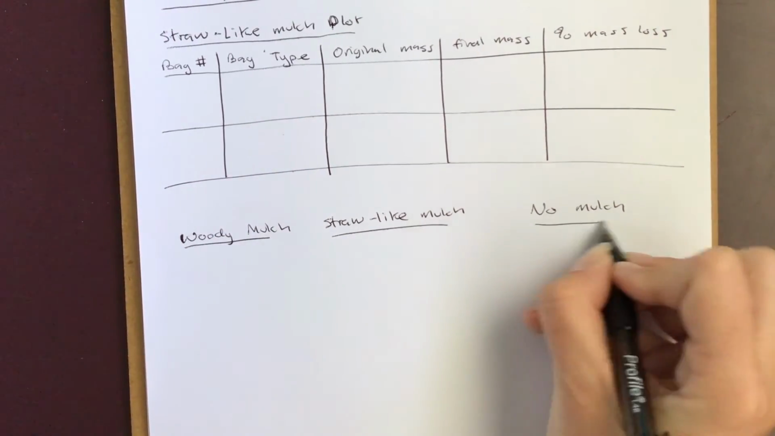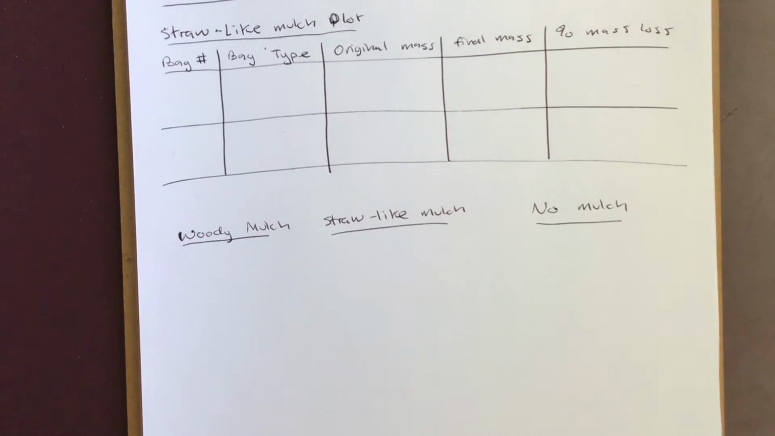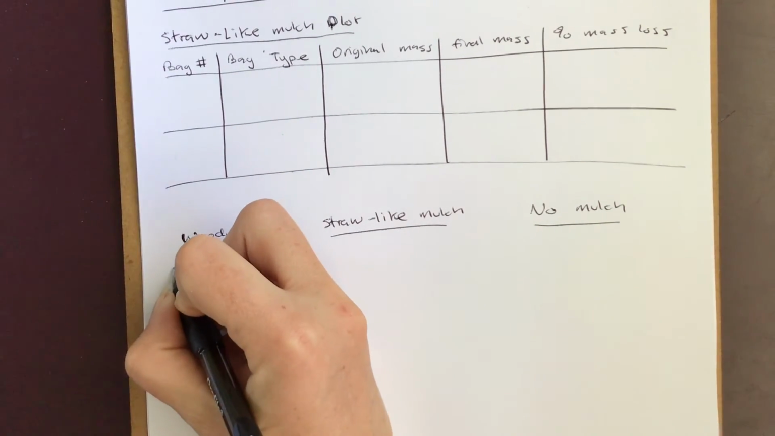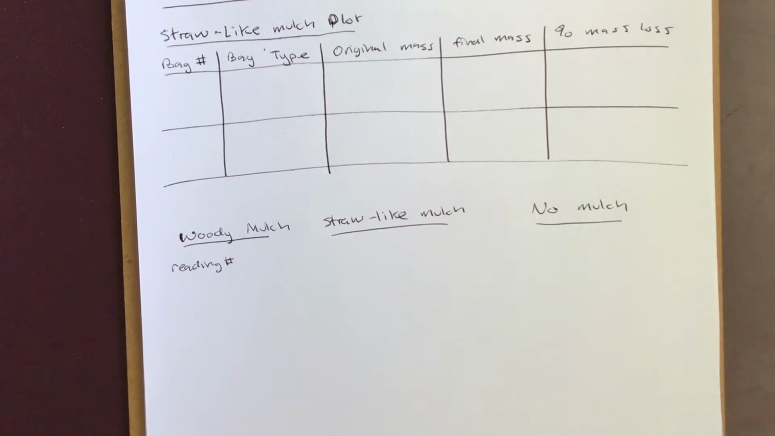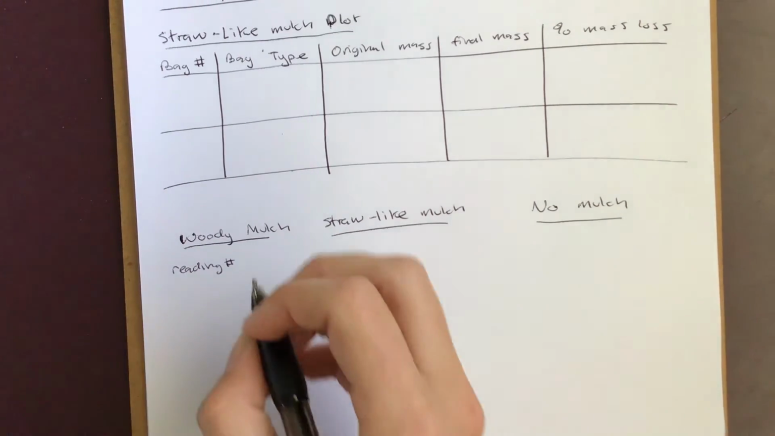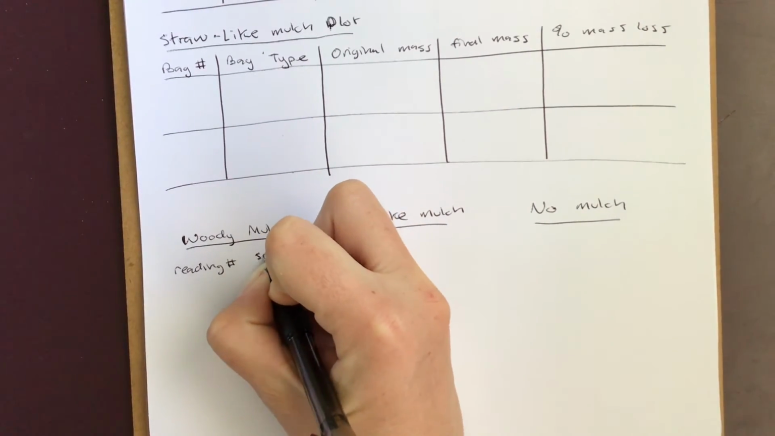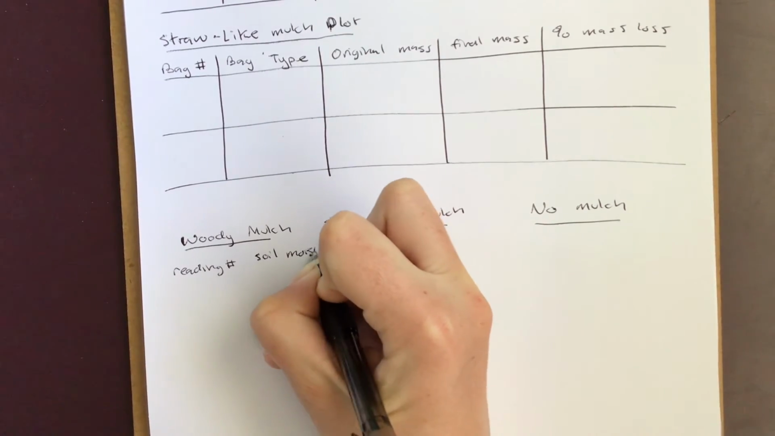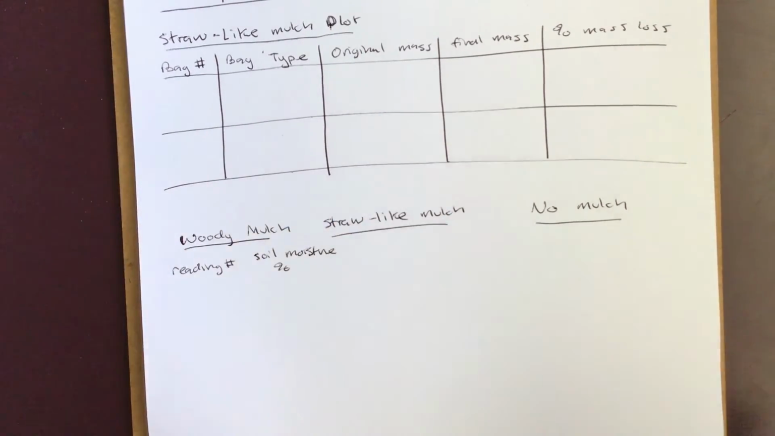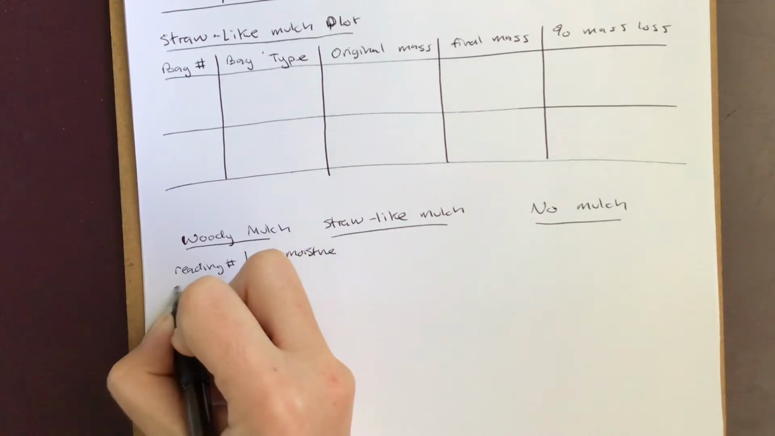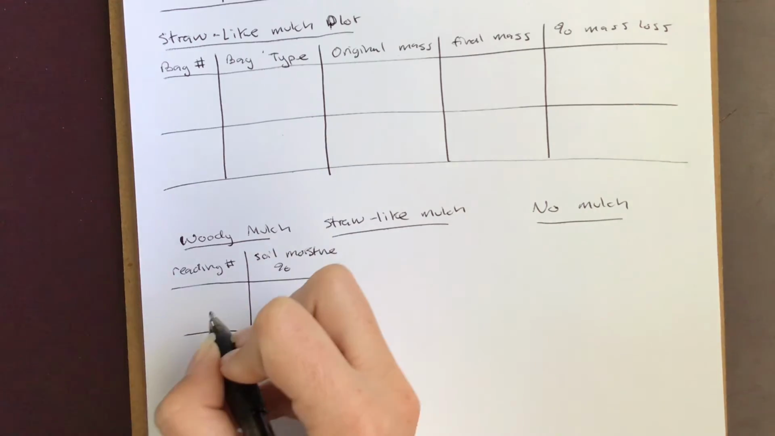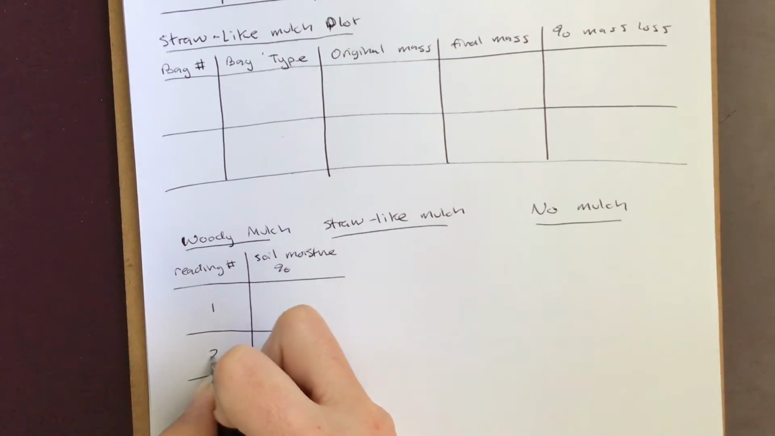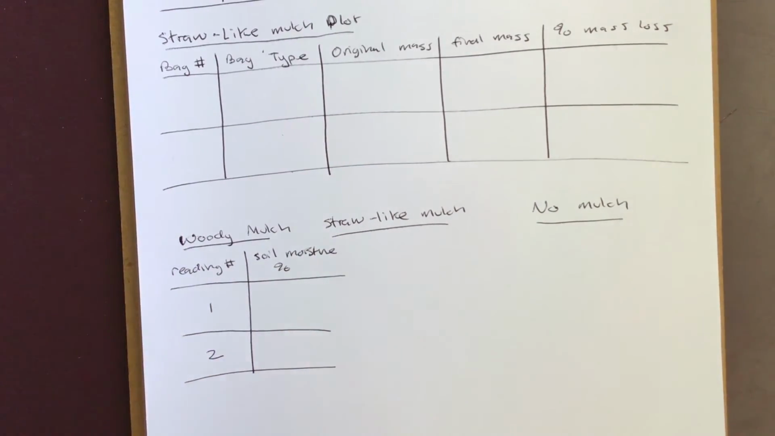And then underneath these, I'm just going to make a little mini table that has room for 2 soil moisture readings. And all we need to know about them is the reading number, just to keep track of whether you're doing 1 reading or 2 readings, just helpful. And then the soil moisture percentage. And then I'll just make a small table here and leave room for 2 readings. So reading 1, reading 2, and then the soil moisture measurement for each.